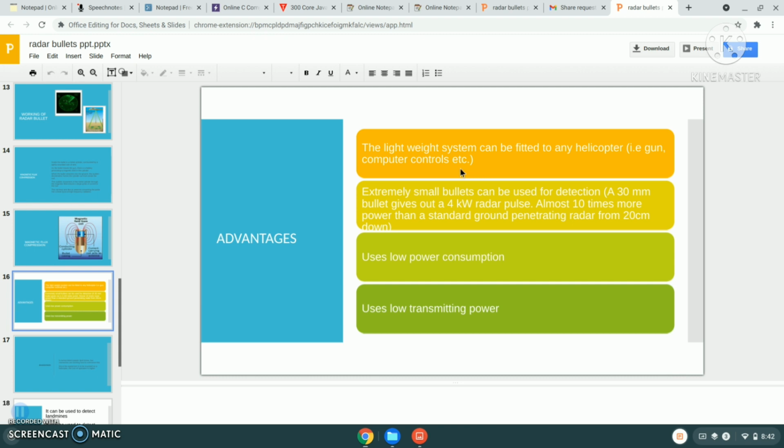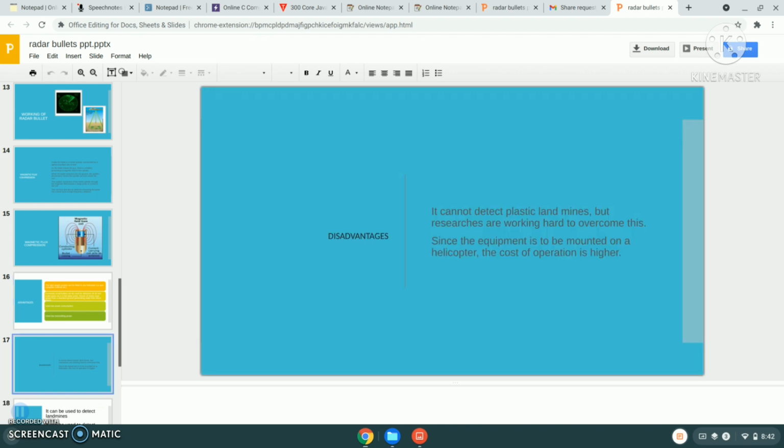Here come the advantages. It is lightweight: the gun and computer are all lightweight and can be fitted into any helicopter. The small size of the bullets is very useful and convenient, and it uses low power consumption and transmission. Disadvantages: it does not detect plastic landmines. And the major disadvantage is that the equipment is mounted on a helicopter, so the cost of operation is higher.